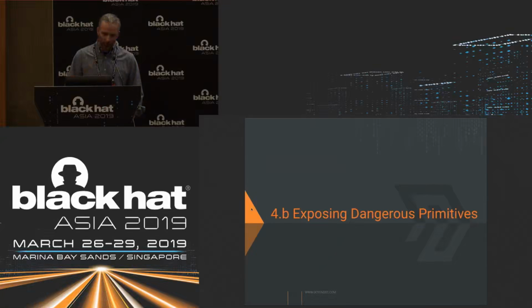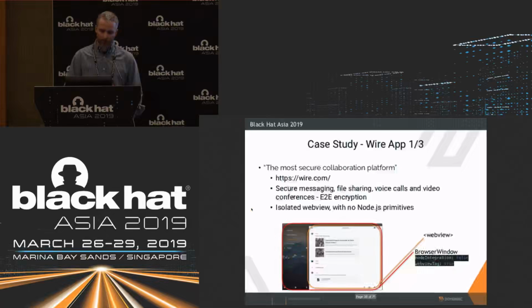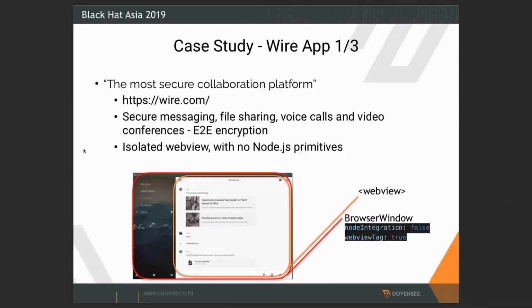But let's go into the second category, which I think is the most interesting one, and it's about exposing dangerous primitives. We'll see this with a very popular app, Wire, which is an end-to-end encryption messaging app. They market themselves as the most secure collaboration platform. The desktop app is built with a browser window that has nodeIntegration false, but allowWebview, and the actual content where you render the messages is inside a webview.